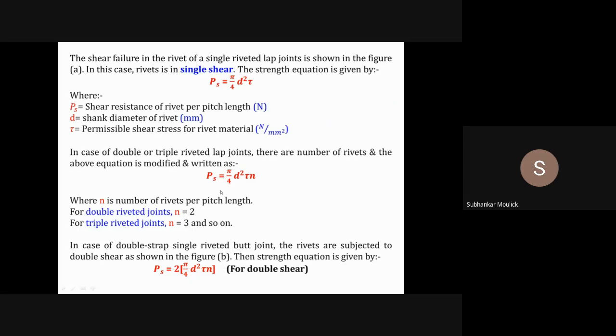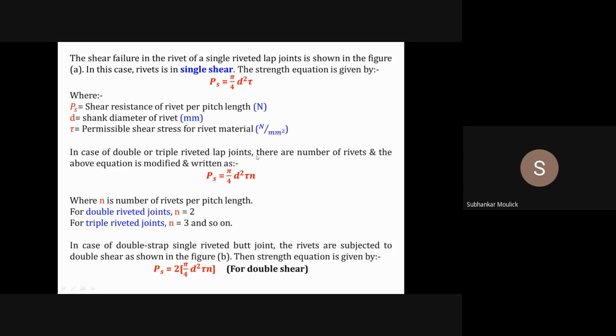Is it clear to you? Any doubt? So is it only for double as well as triple, or more than that, because this n factor is coming? What is n? N is nothing but the number of rivets per pitch length. If the number of rivets is 1 per pitch length, then the value of n is 1. If the number of rivets you have used is 2 per pitch length, then the value of n is 2, and so on.